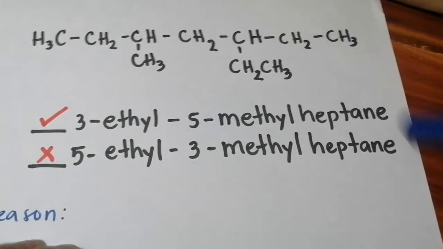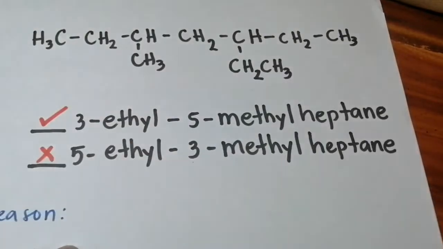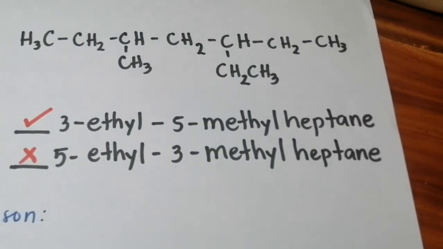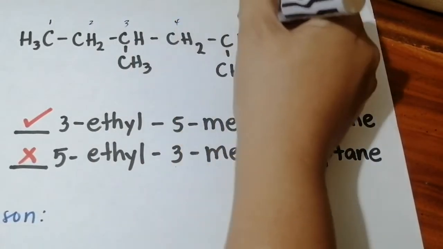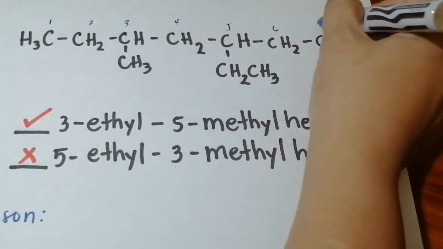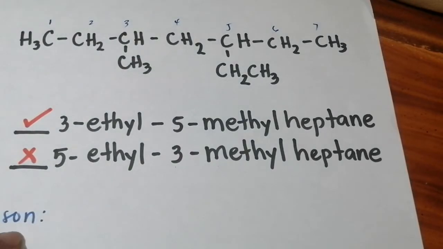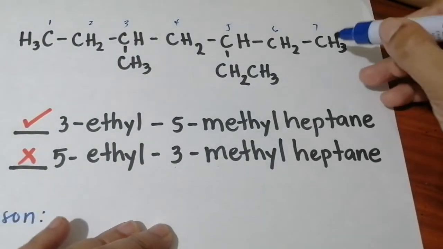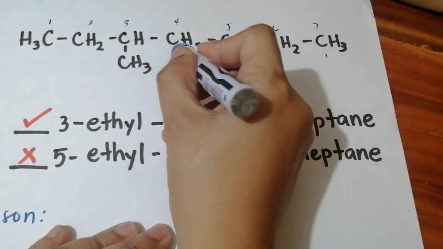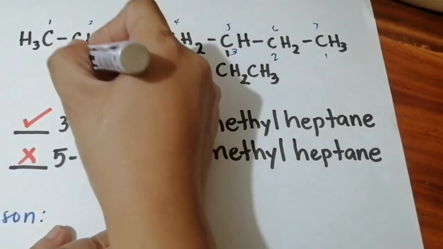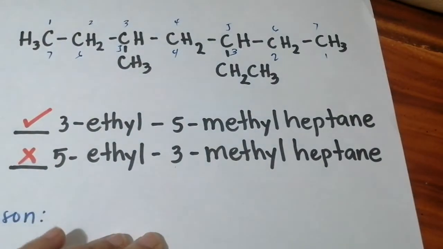So if we are going to start from the longest chain here, we can start here: 1, 2, 3, 4, 5, 6, 7. Or if we start from here also, 1, 2, 3, 4, 5, 6, and 7. As you can see, they have the same longest chain. So they both have 7 carbons.